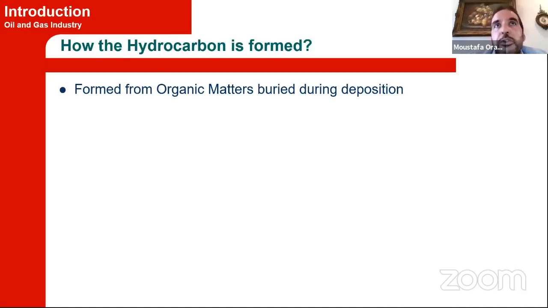So on the surface, what do you find? You find organic material. What's the organic material? Trees, leaves, stems, algae, depending on where you are. All these materials are organic materials. These organic materials, if subjected to temperature and pressure, change to hydrocarbon, because they contain hydrogen and carbon in their components. That's why you call it organic matter.